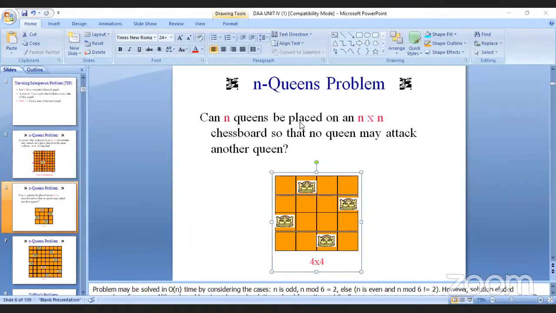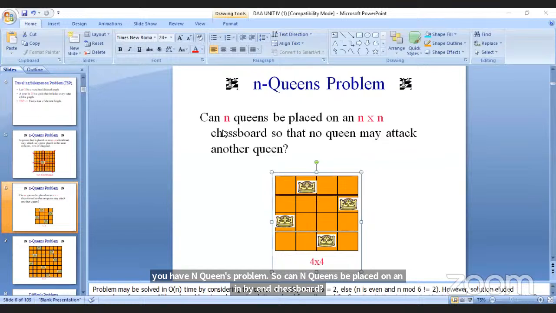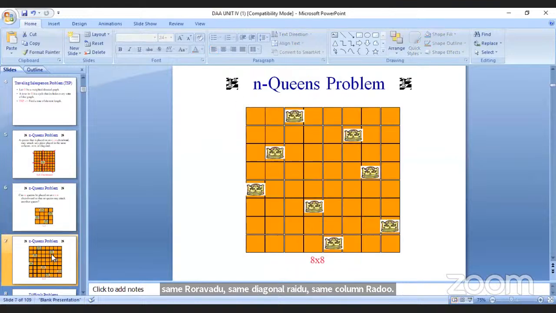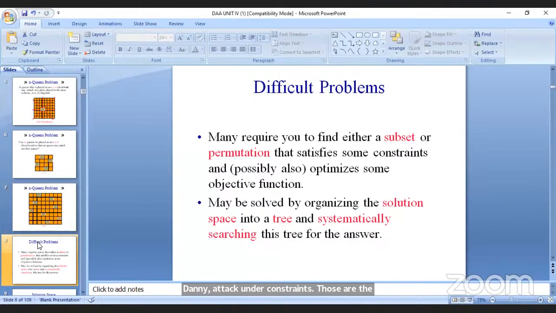So, can n queens be placed on an n by n chessboard? So it's an n by n chessboard, right? So that no queen may attack another queen. What is attack? Same row not allowed, same diagonal not allowed, same column not allowed. That is attack. Constraints, those are the different constraints that you're going to take. Like this, you're going to solve the problems.